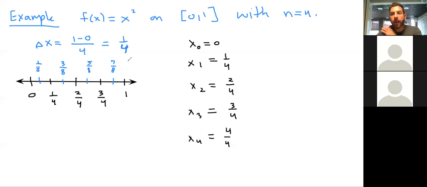So now we could write out the left, the right, and the midpoint Riemann sums. So let's do that. Before I go to the next page, does anybody want to say anything? Comment, concern? This is fun.